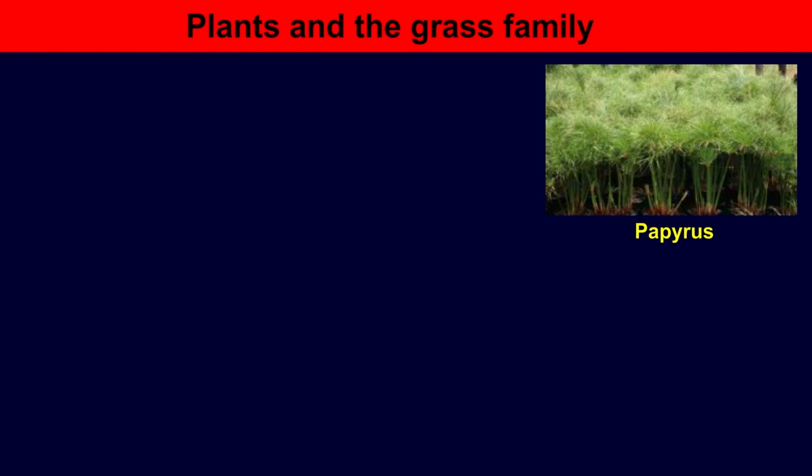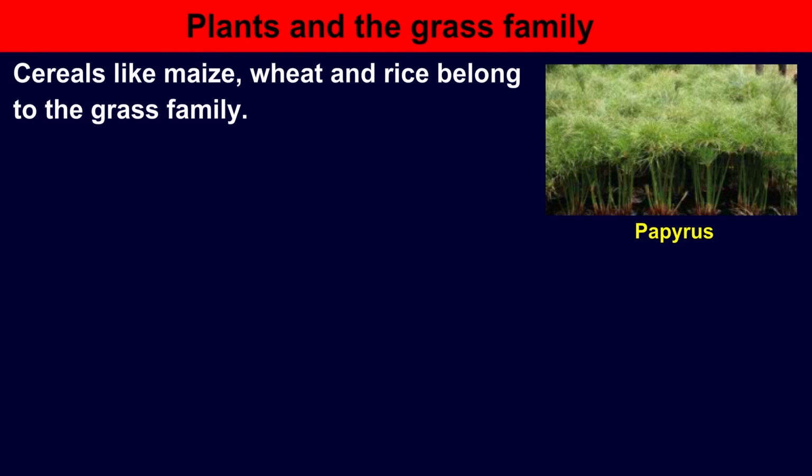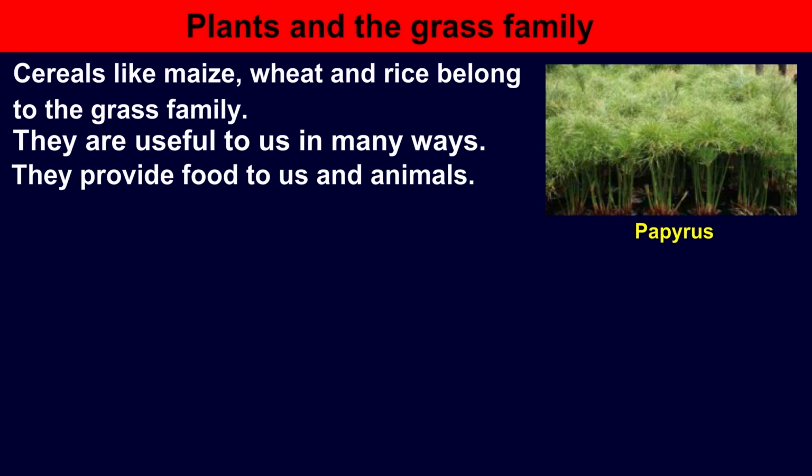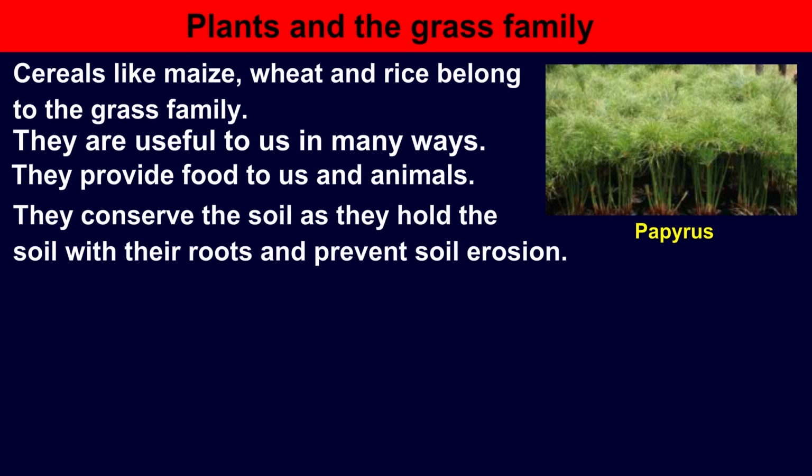Plants and the grass family. Cereals like maize, wheat, and rice belong to the grass family. They are useful to us in many ways. They provide food to us and animals. They conserve the soil as they hold the soil with their roots and prevent soil erosion.